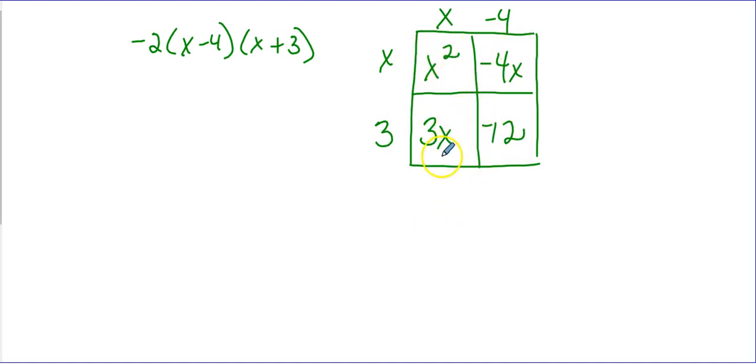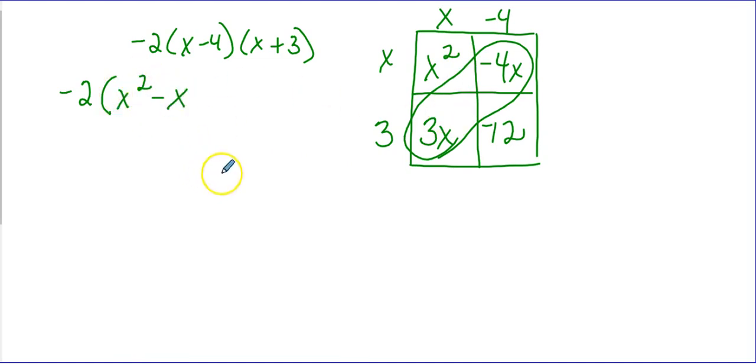Now, I can see that these two items right here are like terms. So I can combine the negative 4x and the positive 3x and get negative 1x. I still have my negative 2. I haven't multiplied that in yet. I've multiplied the x minus 4 and the x plus 3, though. I got x squared minus 1x, which is just minus x, minus 12.